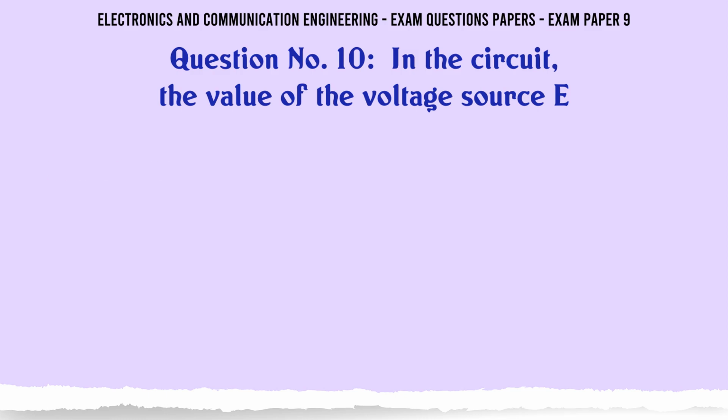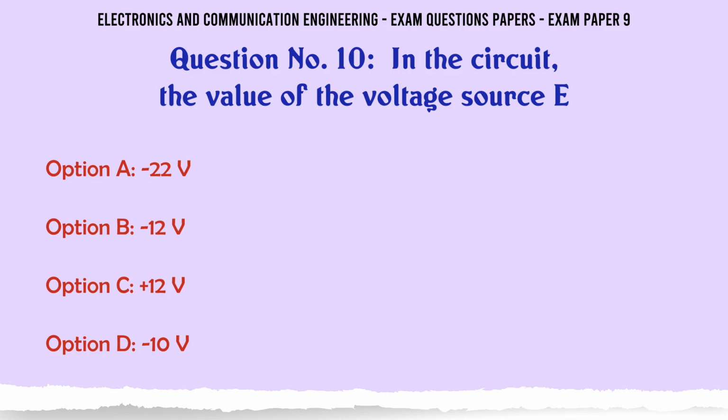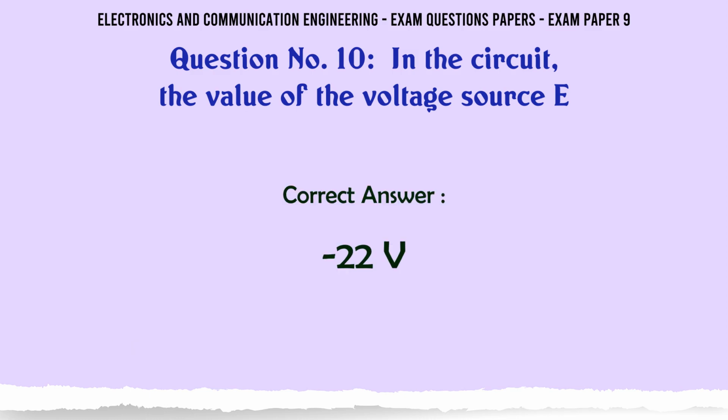In the circuit, the value of the voltage source E is A) 22 V, B) 12 V, C) 12 V, D) 10 V. The correct answer is 22 V.